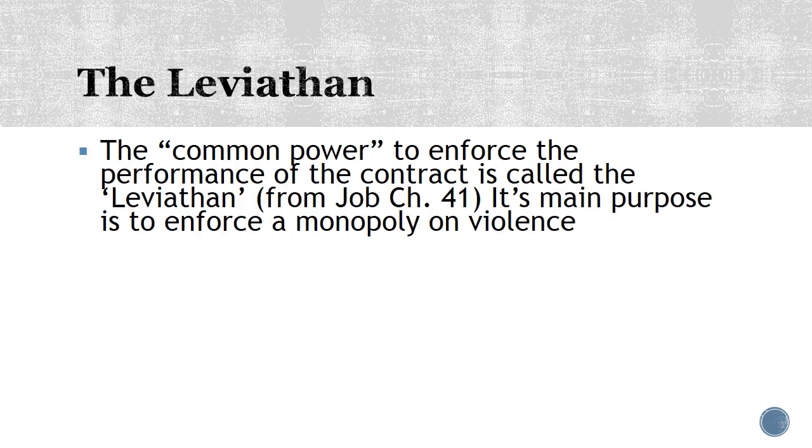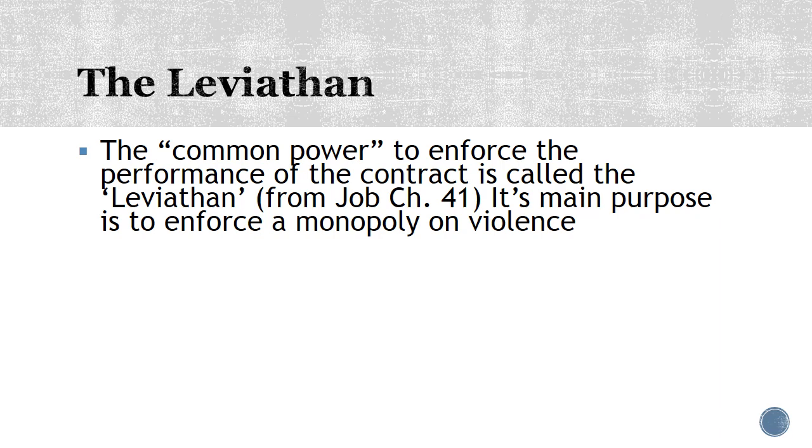So this common power Hobbes calls the Leviathan. This is a quote from the Bible, Job chapter 41. The Leviathan's main purpose is to enforce a monopoly on violence. Because, of course, the biggest problem in the state of nature is a security problem. People aren't safe. He says, what is worst is this continual fear and danger of violent death. And the life of man is solitary, poor, nasty, brutish, and short.